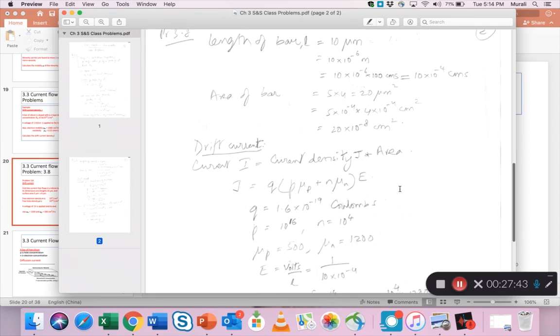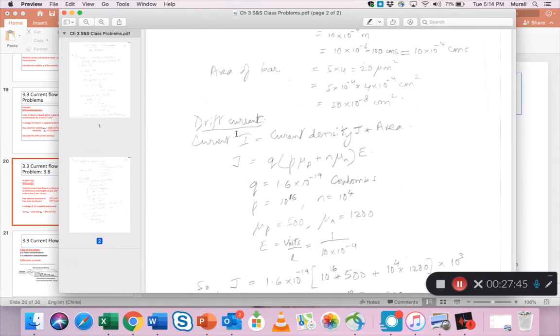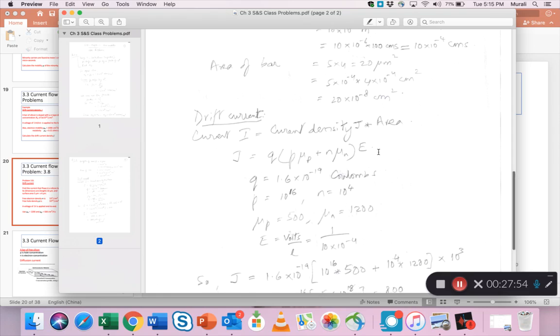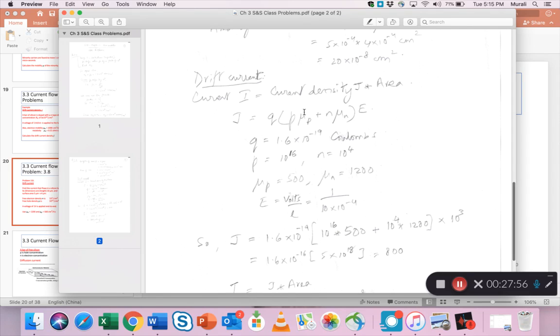Now, drift current is current density J times area. To find the current, you find the density multiplied by area. J is this. We've seen this formula before. We already know Q, it's a constant. We've been given P and N based on the doping condition. We've been given mu P and mu N. These are actually constants. It's not exactly 1200, I think it's 1300 or something normally. But anyway, let's go with what they've given us.